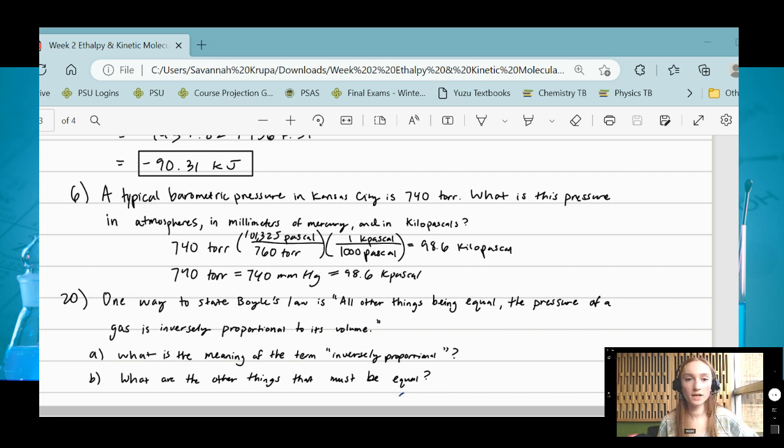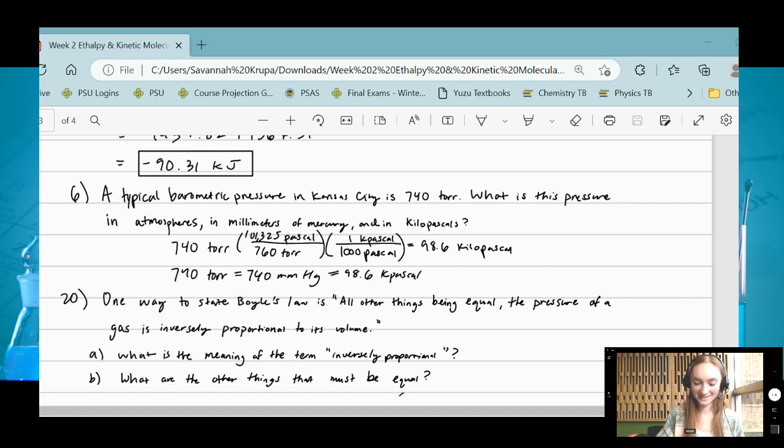Awesome. So let's move on to question 20. This one asks, one way to state Boyle's Law is, all other things being equal, the pressure of a gas is inversely proportional to its volume. It has 2 parts. It asks, what is the meaning of the term inversely proportional, and what are the other things that must be equal? As I stated before, we're going to be using the equation PIVNERT because that is Boyle's Law.